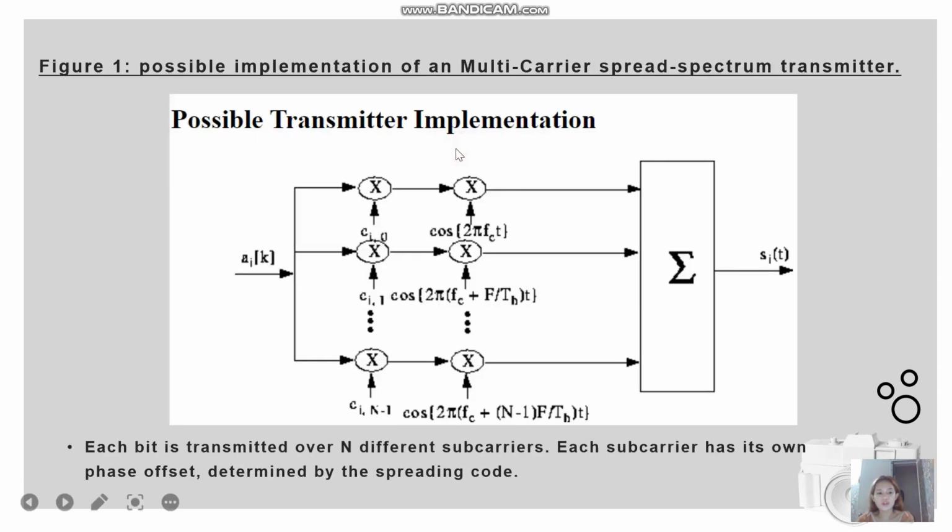Next, these are the figures that I'll be showing to you about multi-carrier code division multiple access. The first figure is a possible implementation of a multi-carrier spread spectrum transmitter, where each bit is transmitted over N different subcarriers. Each subcarrier has its own phase offset, determined by the spreading code.